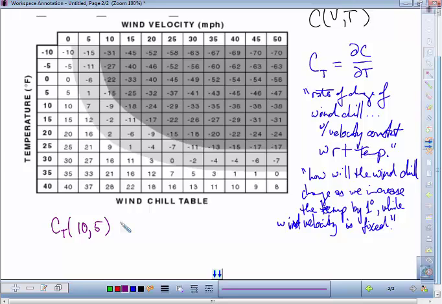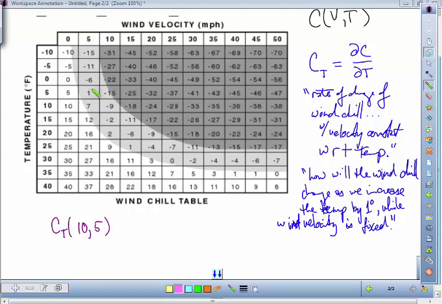So you should be fixed on where 10, 5 is, right? So 10, 5, where's 10, 5? What is 10, 5? Negative 15. I'm looking. Oh, there's my highlighter. 10 comma 5 is negative 15. All right, so we're looking at that value.